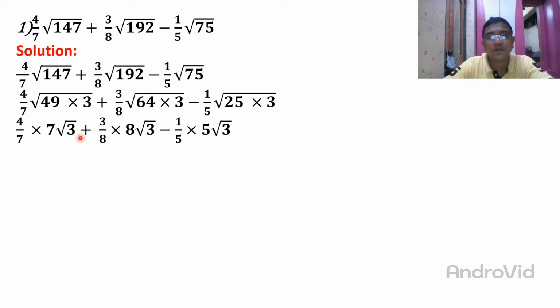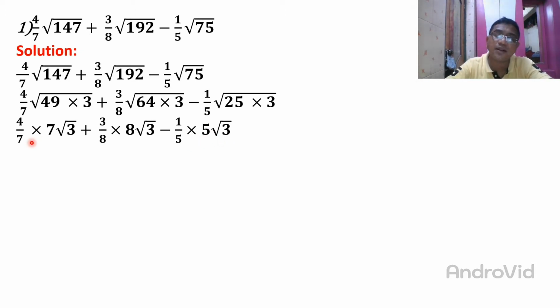So 7 root 3 plus 3 upon 8 remains as it is. 64: what is the square root of 64? The square root of 64 is 8, so I write here 8, and the 3 remains as it is. So 3 upon 8 into 8 root 3 minus 1 upon 5. 25: what is the square root of 25? The square root of 25 is 5, so I write here 5 root 3. Such a way.